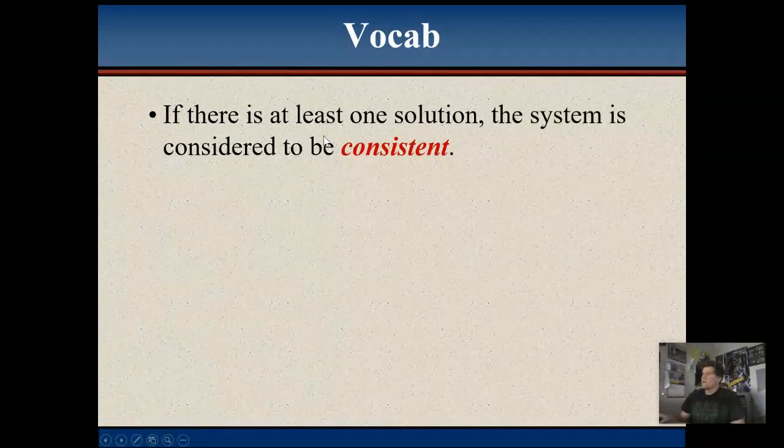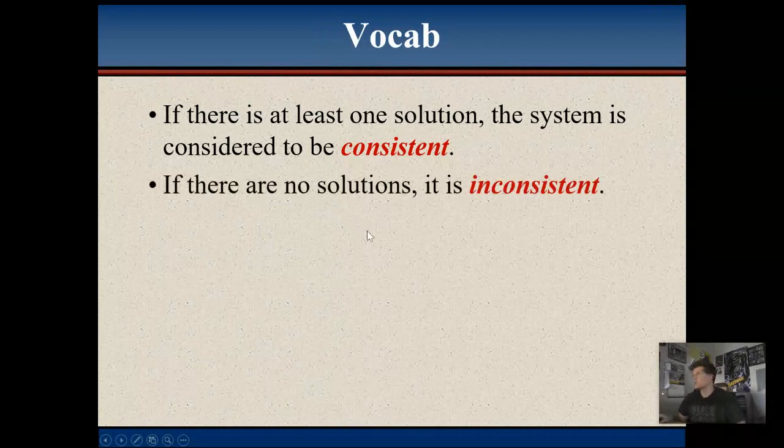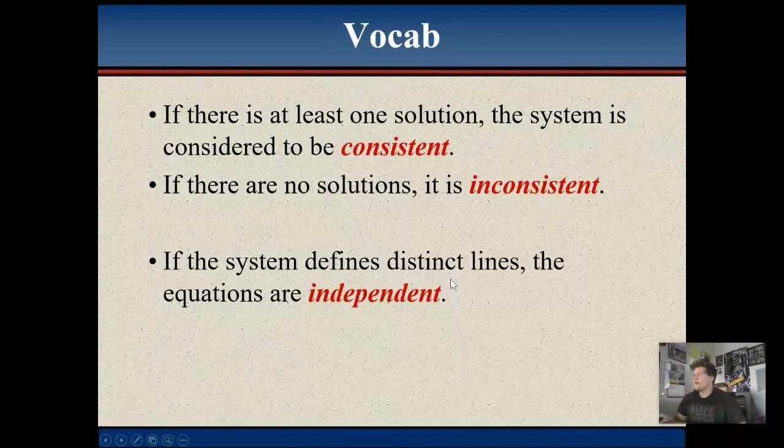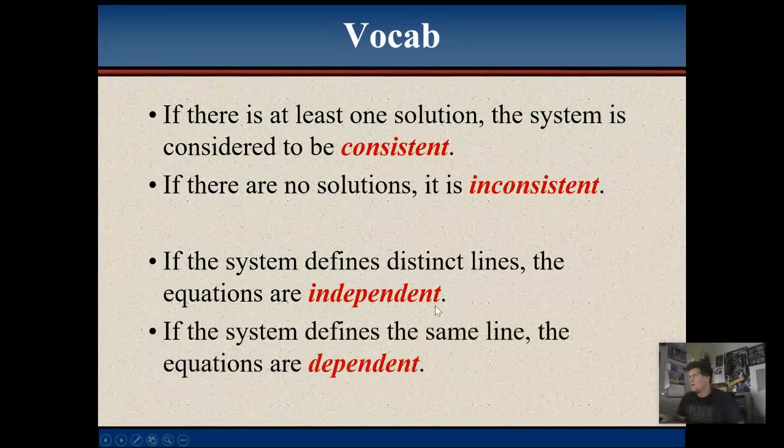Now, when there is at least one solution, that system is called consistent. If there are no solutions, it's an inconsistent system. If the system defines distinct lines, they are independent, meaning those lines are different. They're not the coincident lines. They're different lines, either parallel or intersecting. They're different, independent. If they're the same line, it's called dependent.